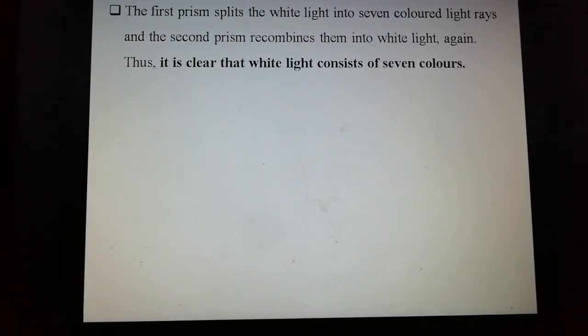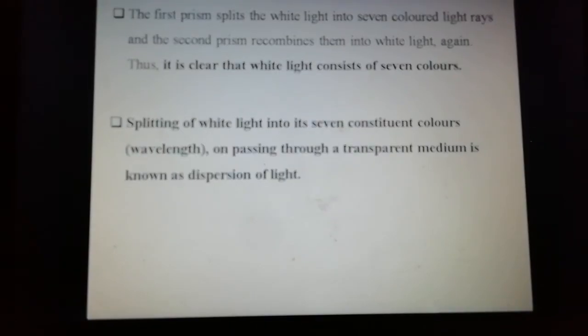Okay students, then next one. The first prism splits the white light into 7 colored light rays and the second prism recombines them into white light. The second prism recombines the 7 different colors into white light again. So it is concluded that white light consists of 7 colors.